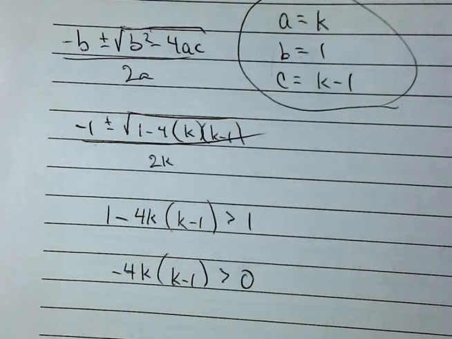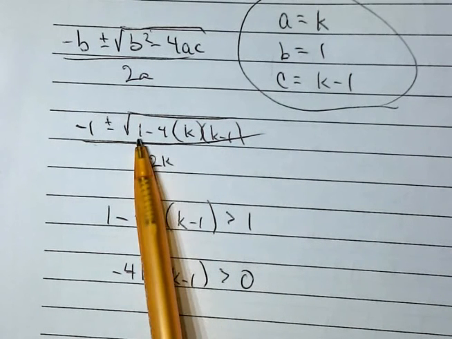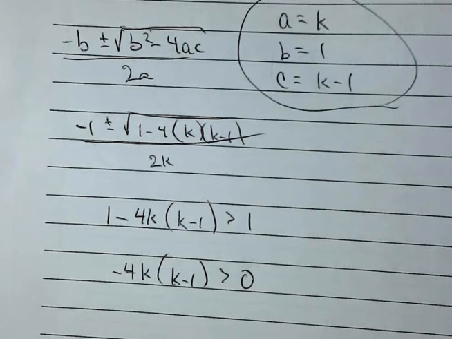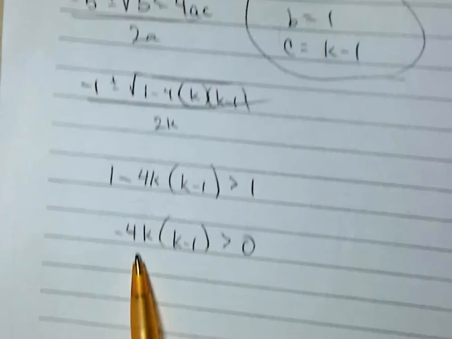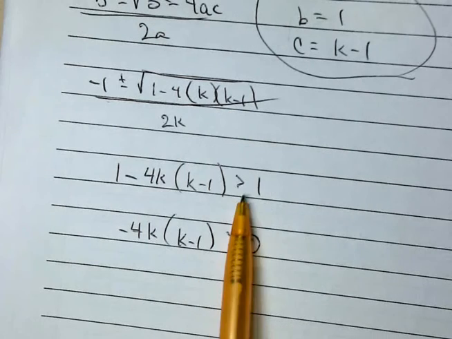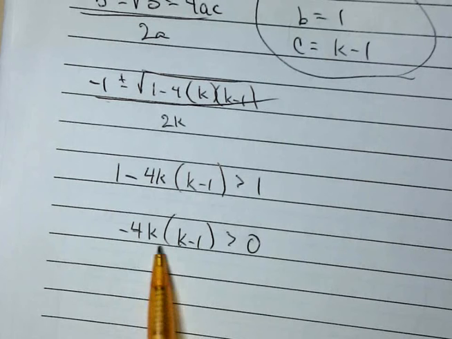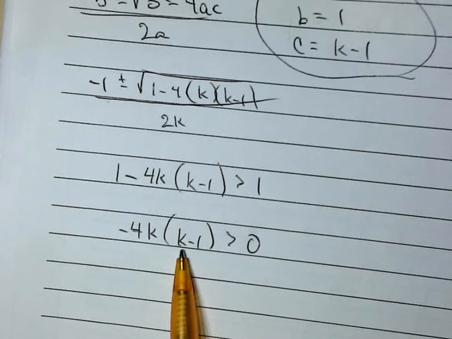If k is 1, that's fine. Well, if k is 1... I think no. Let me just finish up my working, and I think you'll see where 1 is a boundary. You can get really, really close to 1, but it can't be. Let me just finish going through this here. From where we're at now, I'm telling you that the discriminant has to be greater than 1. I subtract 1 from both sides, leaving negative 4k times k minus 1 is greater than 0.